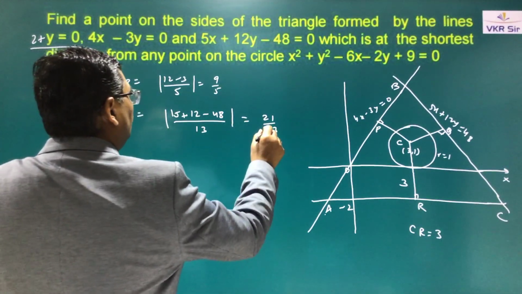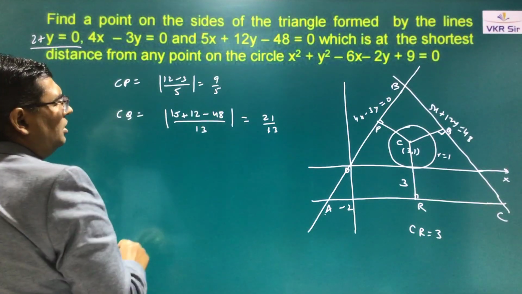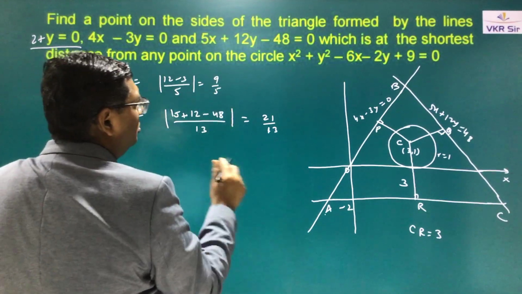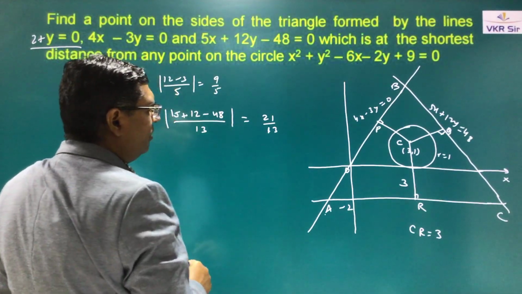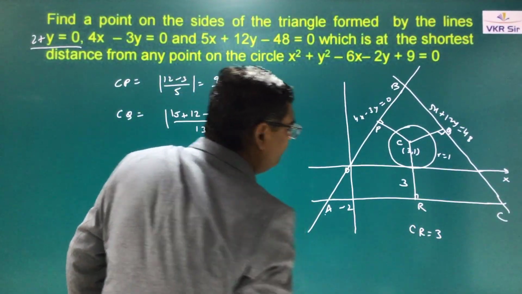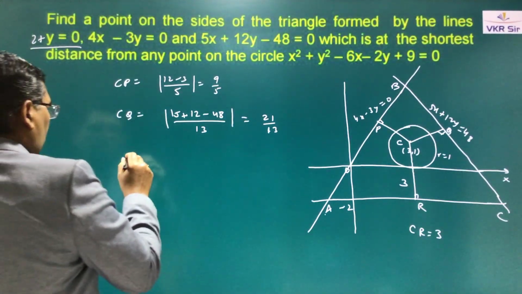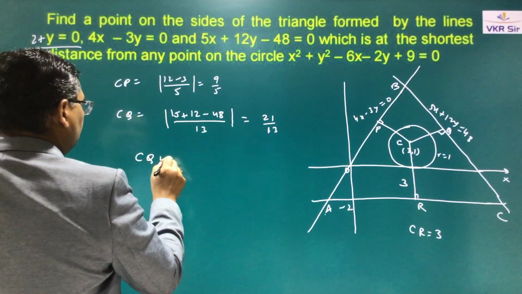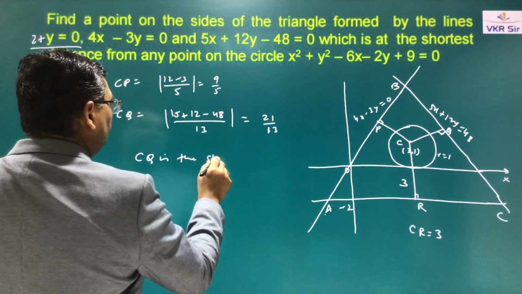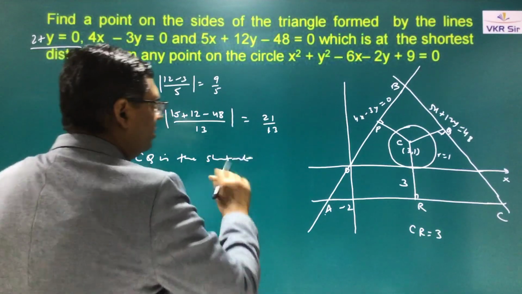Now you please compare which distance is smaller. This is around something more than between 1 and 2. This is also above 1. And this is 3. So which is the shortest out of all of them? I think CQ is the minimum distance. Is the shortest perpendicular that we have got. This is not the distance.